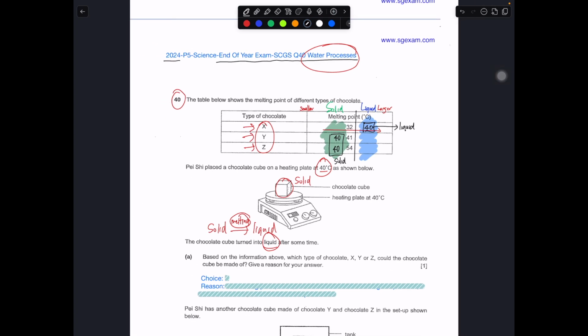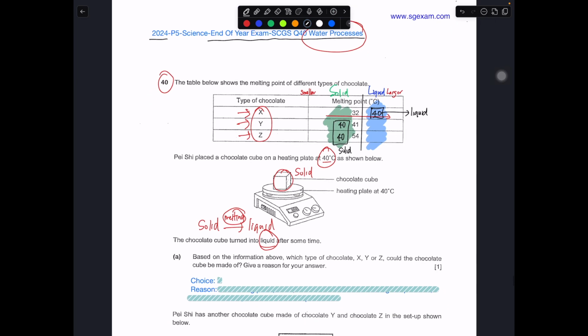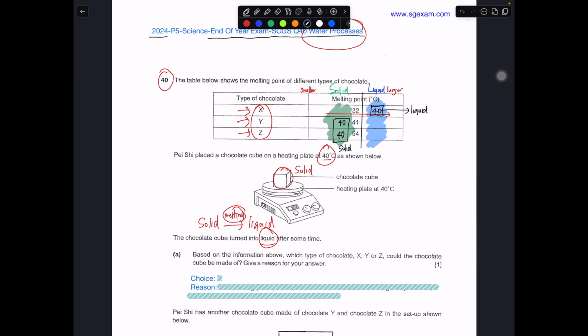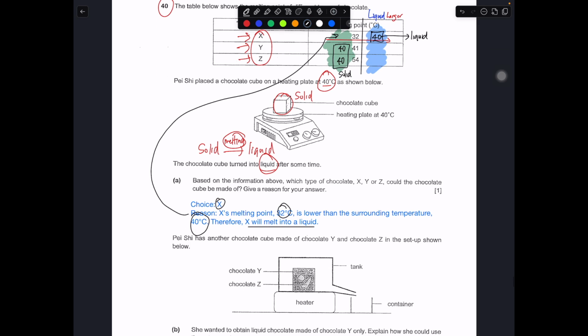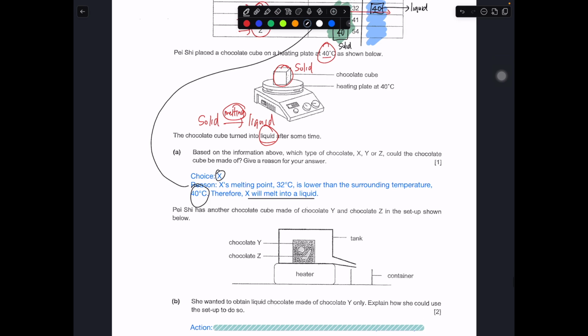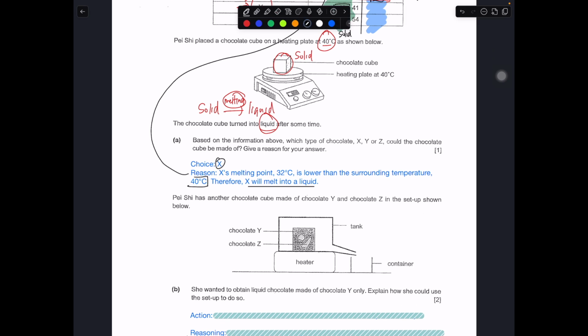So how do I explain this? Based on the information, which type of chocolate could the chocolate cube be made of that causes it to become a liquid state at 40 degrees Celsius? Very simple. X, and we use the evidence over here. The melting point of 32 is lower than the surrounding temperature, or the temperature of the heating plate. Therefore X will melt into a liquid. This one is pretty straightforward. For this part, the key is lower. Compare.